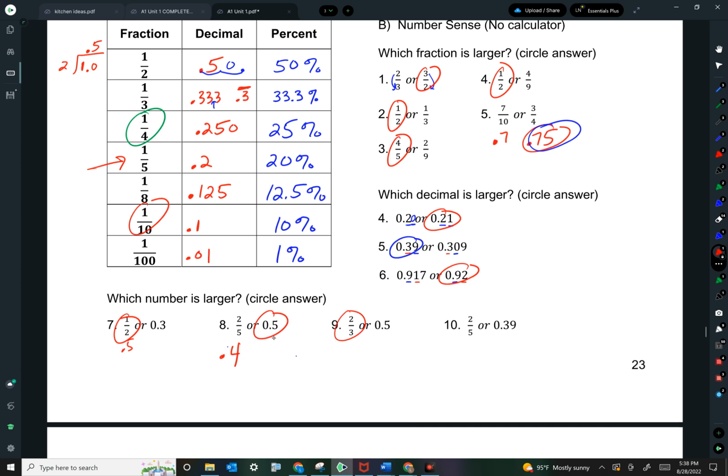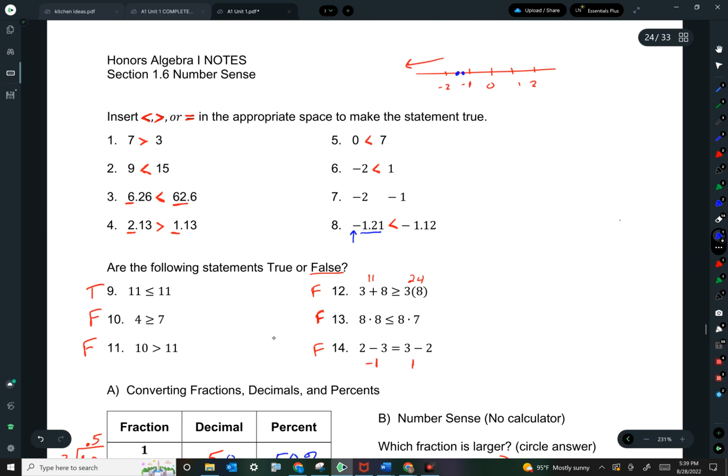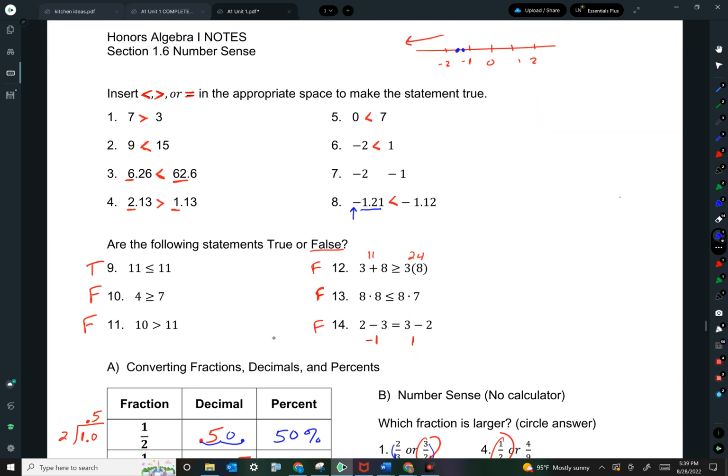Okay, here's one that's a little bit closer. 2/5. Well, remember we said the fifths are 0.2, and we said that 2/5 would be like 0.4. So which is larger, 0.4 or 0.39? Well, definitely the 0.4. Okay, so that's just a little bit of getting started with number sense. And then the practice that we do for homework will kind of start with this and then take even a little bit further.